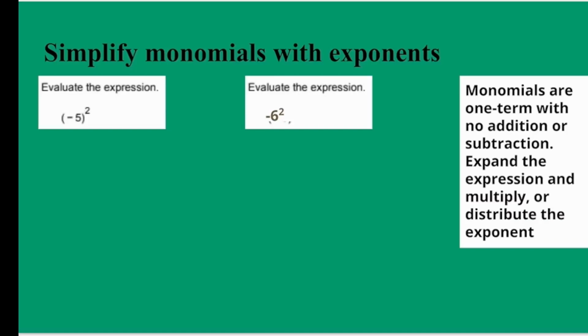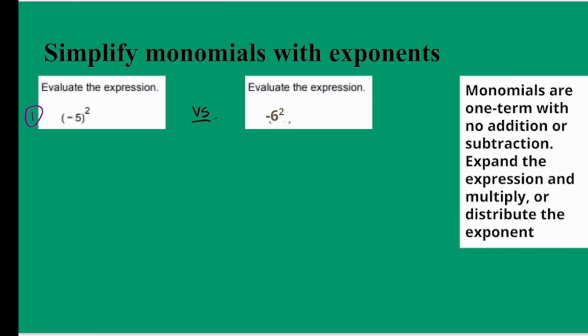Simplify monomials with exponents. So monomials are one-term pieces with no addition or no subtraction. I'm going to teach you how to expand the expression, and then later we're going to distribute the exponent. The difference between these two problems is important. The first problem: evaluate the expression (-5) in parentheses squared versus -6 without parentheses squared.